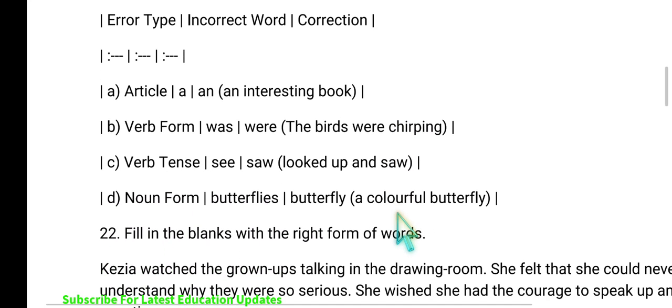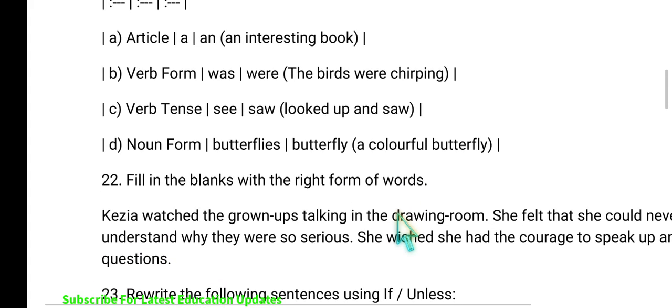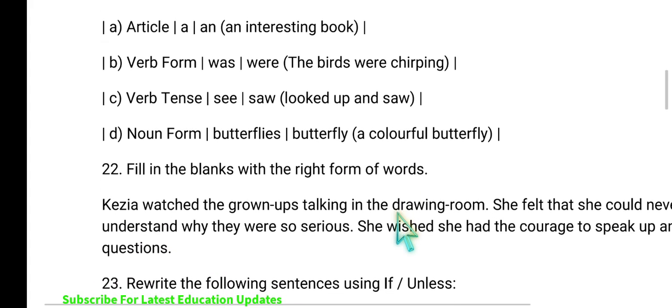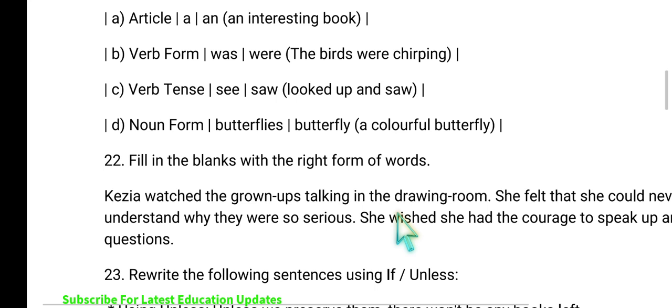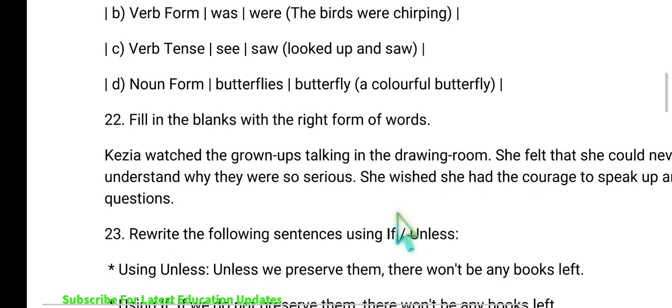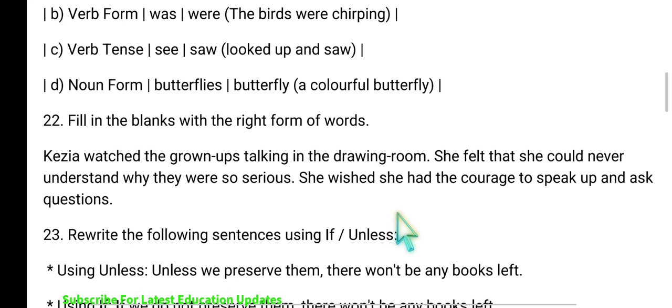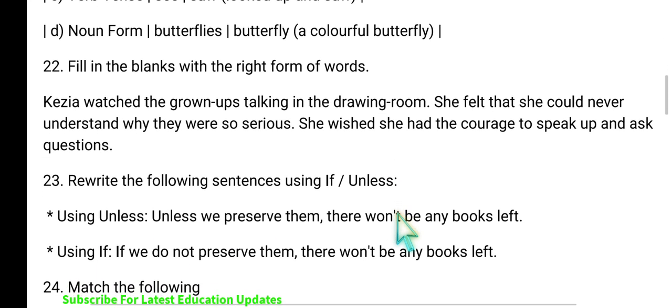Then 22nd is fill in the blanks with the right form of words. So here, she could never understand why they were so serious. She wished that she had the courage to speak up and ask the questions. So courage and understand are the right answers for 22 answer.